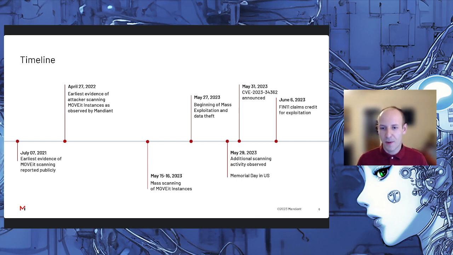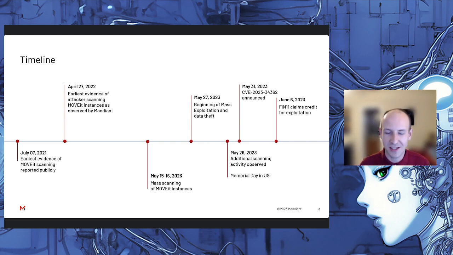And then on May 27th, 2023, D-Day, that's when the max exploitation and data theft of the various public MOVEit instances started to occur. Keen eyes among you will recognize this weekend as potentially Memorial Day weekend in the US, and on May 29th, which was actually Memorial Day in the US, we started to see additional scanning activity against instances that weren't successfully exploited in that original wave of attacks.